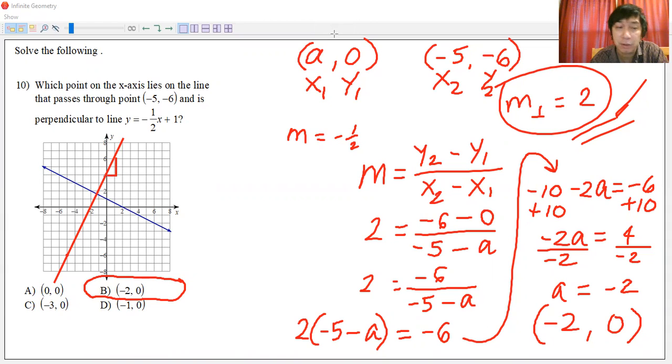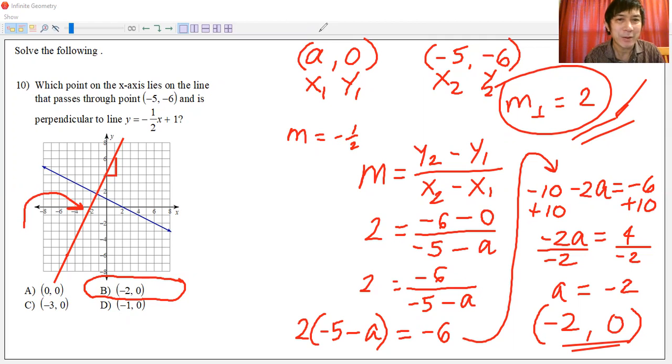And so if you're going to observe it, it really passes through the point negative 2, 0. Okay? Our answer. Negative 2, 0, at the x-axis. All right. So you can do it by computation or by graphical solution. So I hope you were able to see where the negative 2, 0 is located. It's somewhere here. There, okay? Somewhere there. Negative 2, 0. All right, very close there.